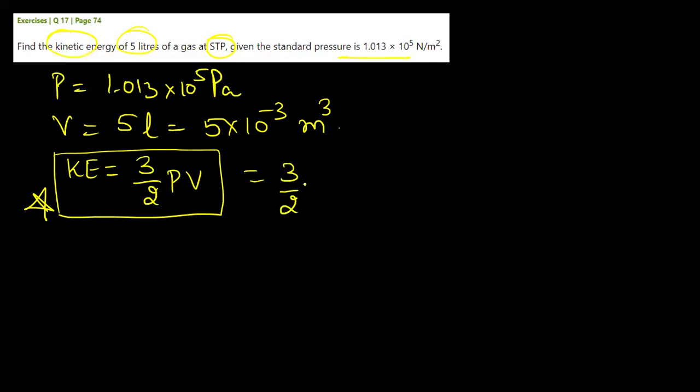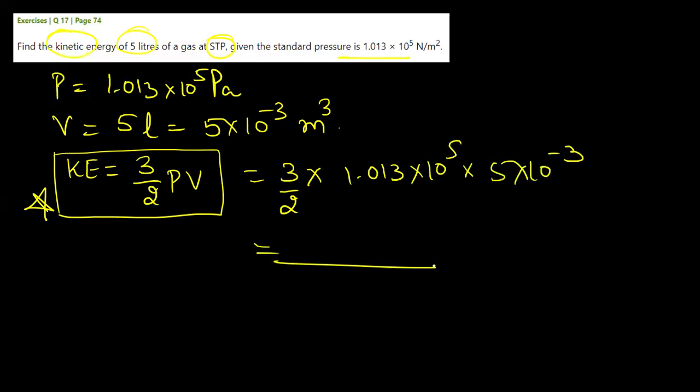Kinetic energy is 3 by 2 PV when pressure and volume are given. So everything is given to you. 3 by 2 into 1.013 into 10 raised to 5 into 5 into 10 raised to minus 3. Just solve this and you will get the final answer. So this will be 759.7 joule. 759.7 joule will be your answer.